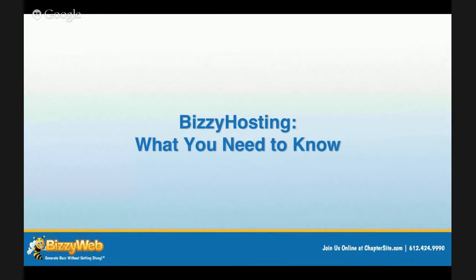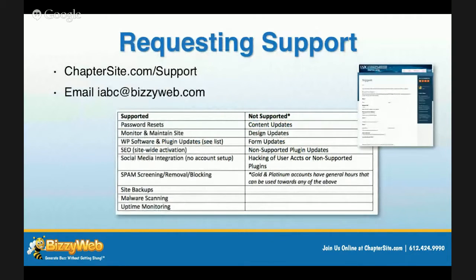So just in general, if you have support requests, go to chaptersite.com/support and fill out the easy form. It's going to ask your name, your website, the page that you're having a problem with, and to upload an image if possible or a screen capture of what you're experiencing. You can also send an email to IABC@BizzyWeb.com, but the fastest way to get support is to go to chaptersite.com/support and fill out that request form.